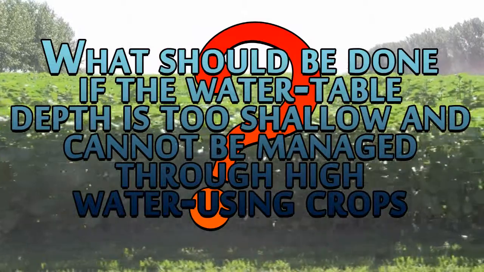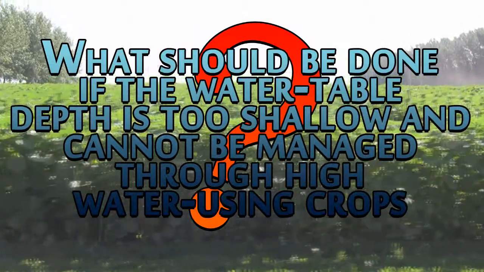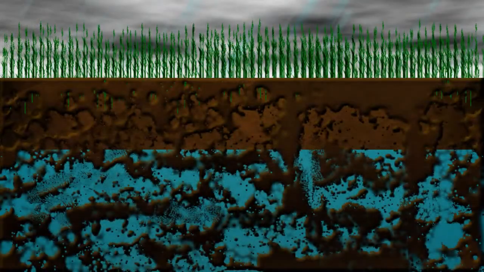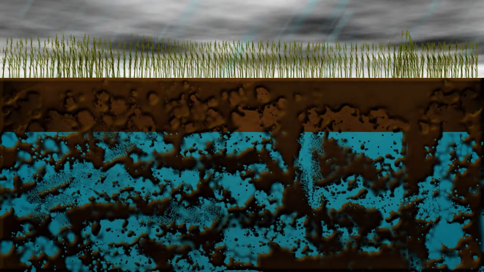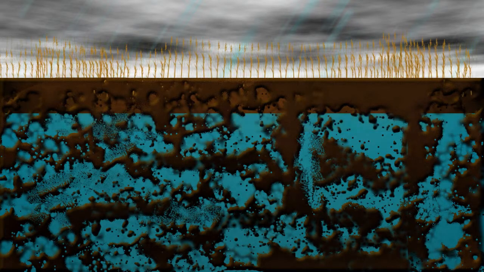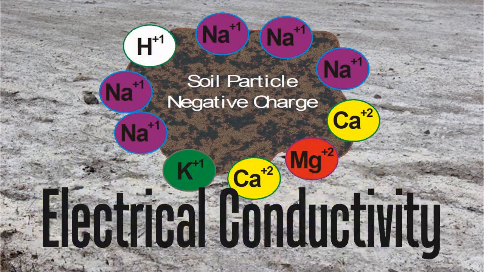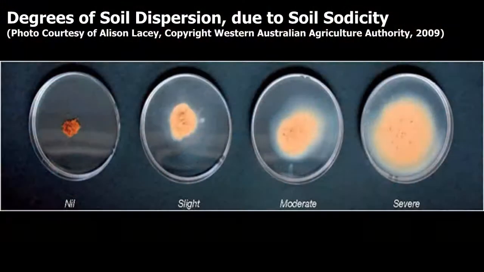What should be done if the water table depth is too shallow and cannot be managed through high water using crops? For very shallow water table depths, installation of a subsurface drainage system like tile drainage may become necessary. In order to get the maximum output out of the drainage system, soils should be thoroughly checked for their sodium and soluble salts content, as tiles installed below or within the sodic or saline sodic subsoils may function properly initially but lose efficiency due to the leaching of calcium and magnesium based salts and the dominance of sodium, causing soil dispersion and resulting in the sealing of soils above or around the tiles.